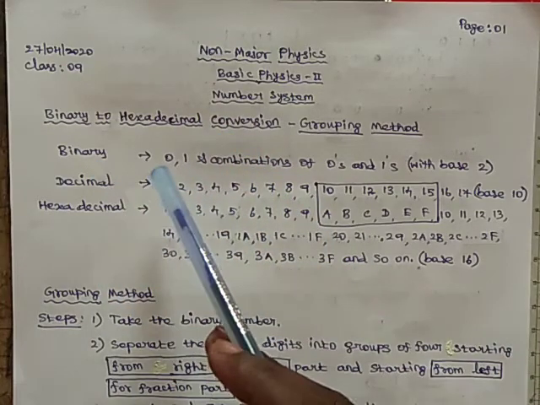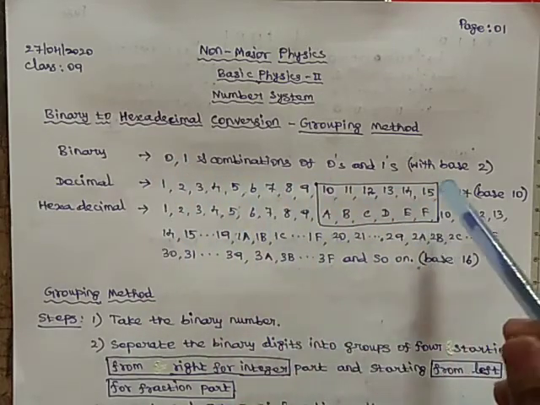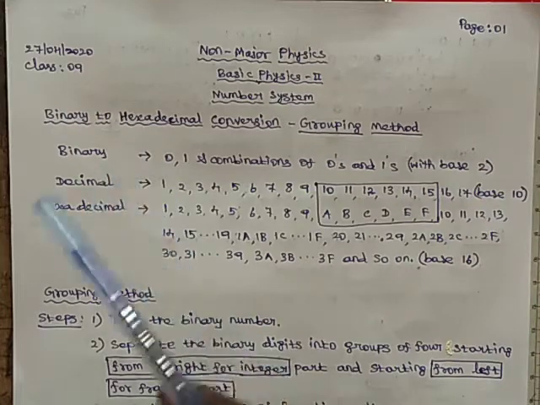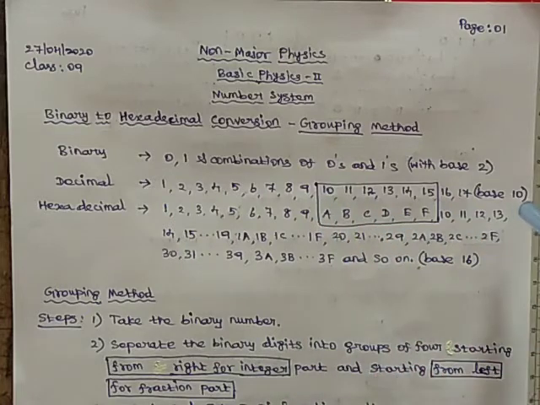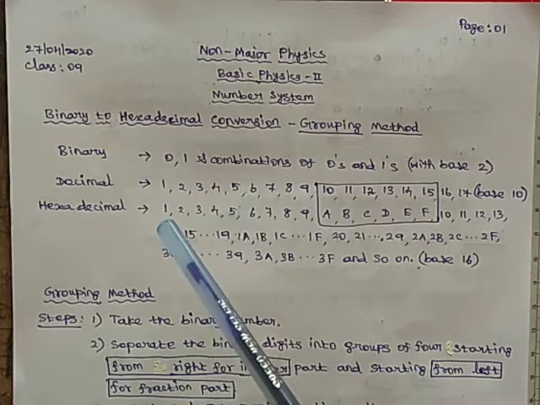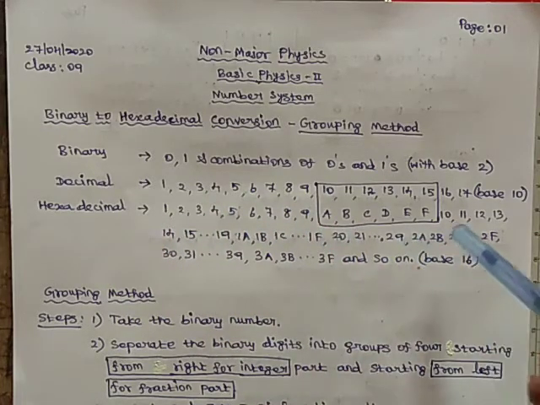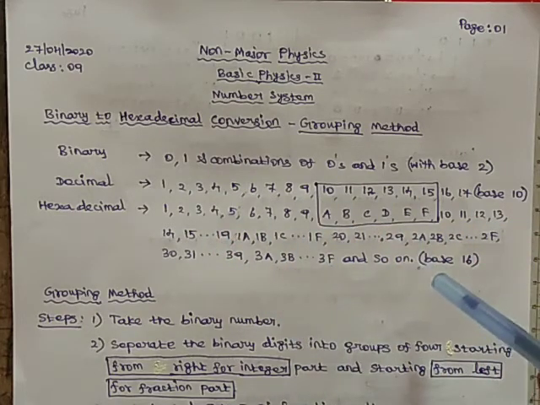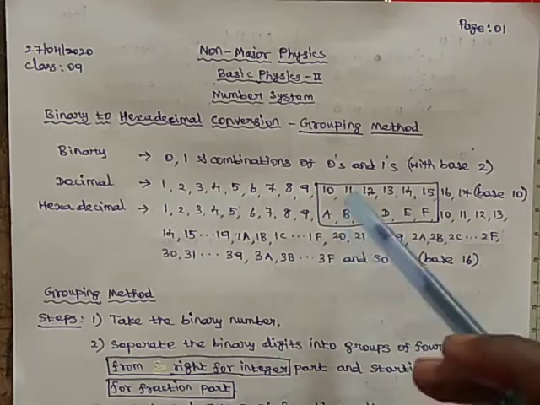Binary numbers are 0 and 1 and the combinations of zeros and ones, which is represented with the base 2. Decimal numbers, which we use in our daily life, 1, 2, 10, 11, 12, 16, 17, are represented with the base 10. Hexadecimal goes from 1 to 9, after that A, B, C, D, E, F, then 10, 11, 12, 13, 14, 15, which is represented with the base 16. We already learnt this in our classes.